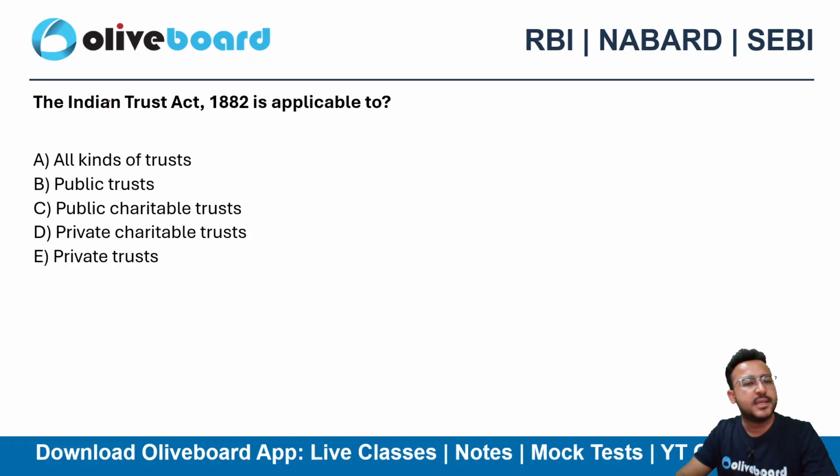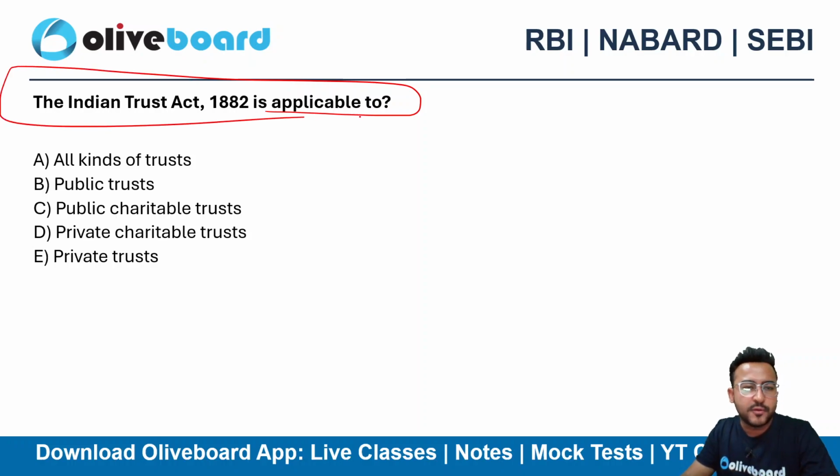The first is: the Indian Trust Act 1882 is applicable to which of the following entities? Is it all kinds of trust, या फिर सिर्फ public trust, public charitable trust, private charitable trust, or only private trust? So what's your take on this, guys? What should be the correct answer here as per your opinion? Let me know in the comment section.